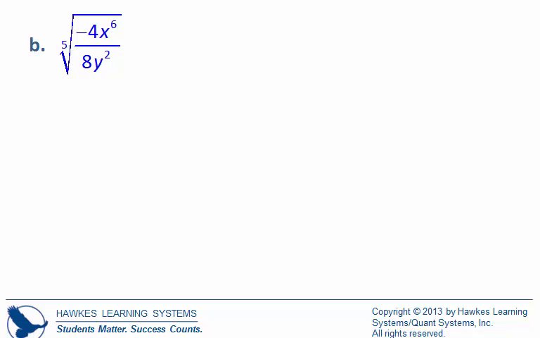For part B, we're going to begin by breaking up the radical so that we have a 5th root on the top. So we'll have the 5th root of negative 4x to the 6th on the top. And we're going to have a 5th root of 8y squared in the denominator. Now, keep in mind that it would be easiest if we had powers of 5 in the denominator of the fraction.